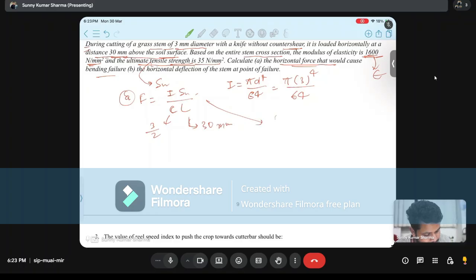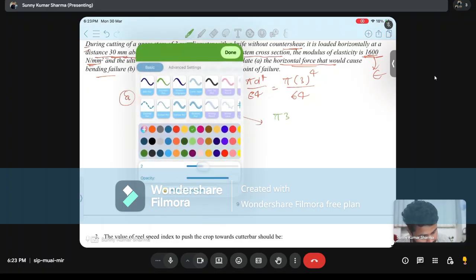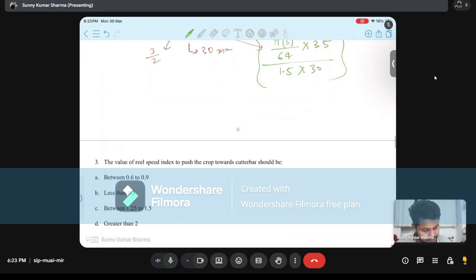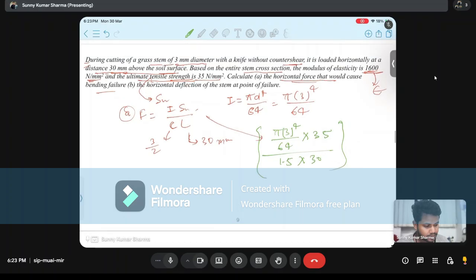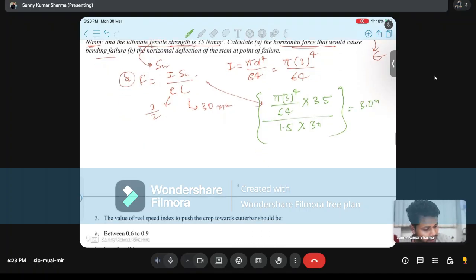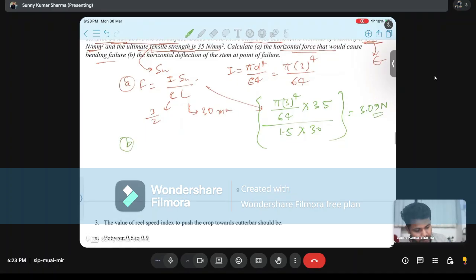So it will be pi 3 to the power 4 by 64 into 35 by C. We do this calculation, what is the answer? It is 3.09 newtons.